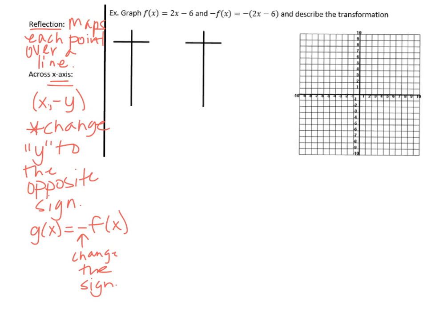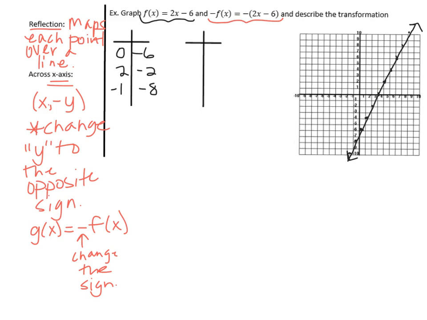It says graph f of x equals 2x minus 6, and then we'll graph negative f of x, which equals negative 2x minus 6. Let's graph f of x first, 2x minus 6. That will be our start function. Go ahead and pick points or use the slope and intercept to draw that line all the way through the graph from edge to edge. There's my graph of f of x equals 2x minus 6.